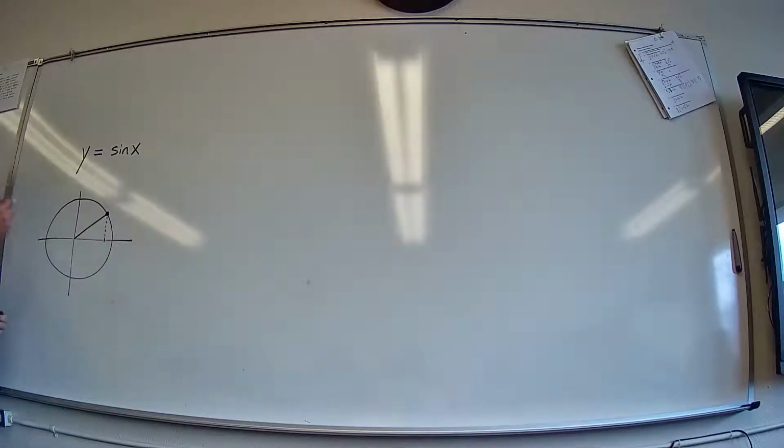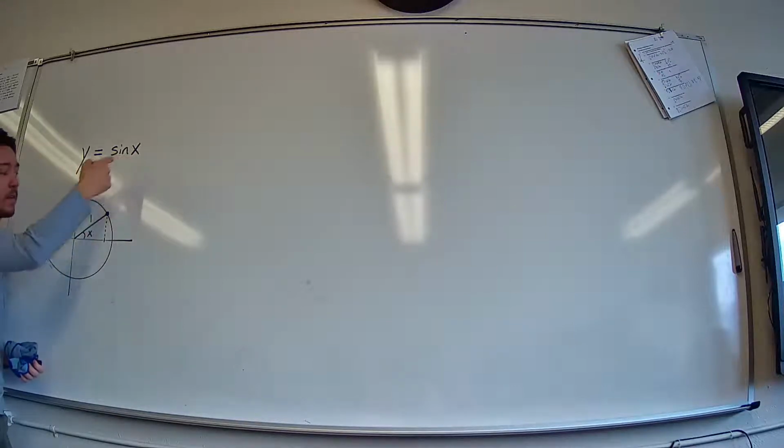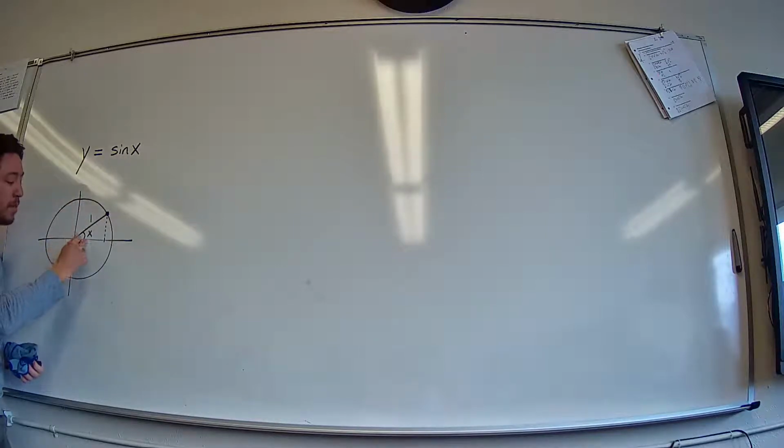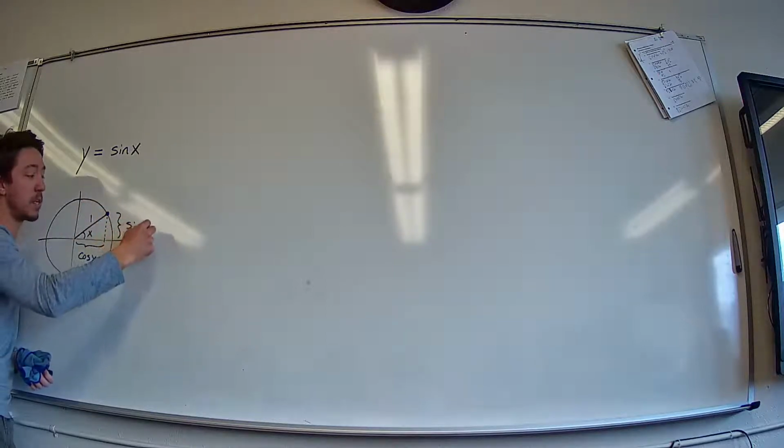Let's check out this circle. I'm going to make the radius 1, so it's the unit circle now. I'm going to call the angle x because we're usually dealing with sine of x, and x is an angle. The horizontal value is 1 times the cosine of the angle, and the vertical height is 1 times the sine of the angle.